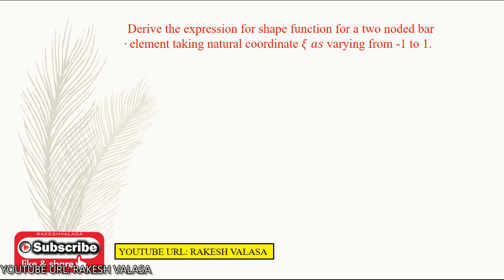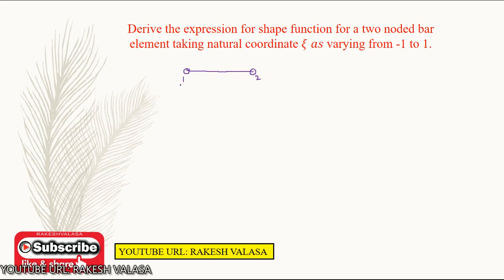Here, the given condition is shape function for two noded bar element. So I'm taking one bar element. This is the one bar element. Each element has two nodes at the ends. This is node 1 at this end. This is node 2 at the other end.